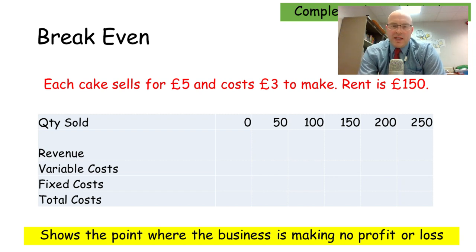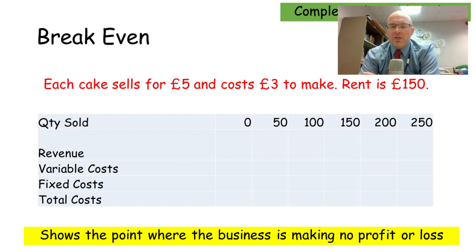Your revenue is obviously how much you make. So if you sell no cakes, you do nothing times 5, and that gives you a big fat zero. If you sell 50 cakes at £5, you'll have £250. If you sell 100 cakes at £5, you'll have £500. If you sell 150 cakes, you'll have £750. If you sell 200 cakes at £5, you will have £1,000. And if you sell 250 cakes at £5, you will have £1,250. And there your revenue is calculated.